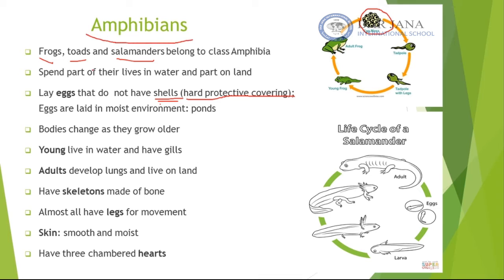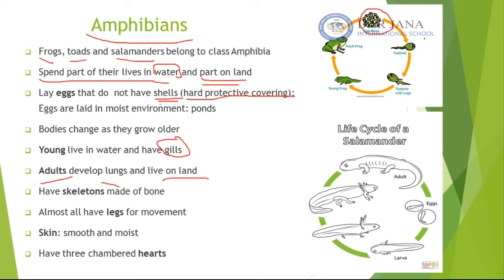Now, when I say amphibian, I'm talking about animals that spend part of their lives in water and the second part on land. In water, it means they need a structure that helps them to survive. That's why the young live in water and they have gills. And the second part on land, the adult will develop what? Lungs, so that the lungs will help them to survive on land. The body changes as they grow older.